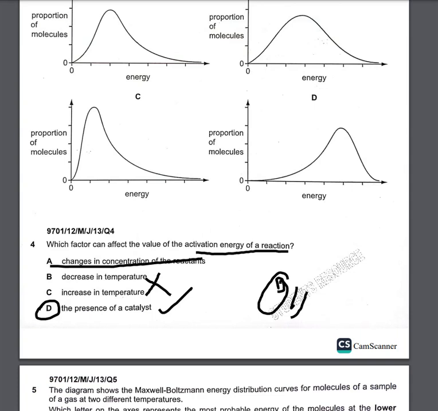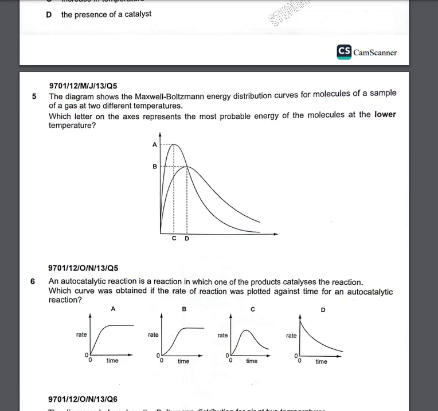Question number 5 says, the diagram shows Maxwell-Boltzmann energy distribution curves for a sample of a gas at two different temperatures. Which letter on the axis represent the most probable energy of the molecules at the lower temperature? At lower temperature, more molecules will be possessing a lower kinetic energy. So this is the energy on the x-axis here obviously, and this is n, which is the number of molecules. So this is definitely this curve, the curve which is a bit more in height.